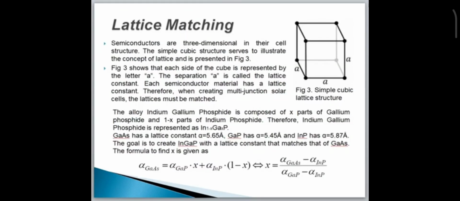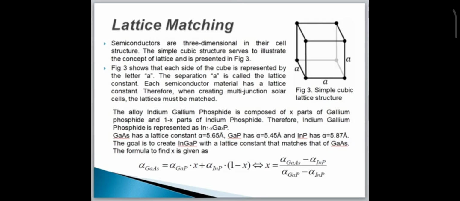Lattice mismatching, or we can say lattice matching. Semiconductors are 3-dimensional in their cell structure. The simple cubic structure serves to illustrate the concept of lattice and is presented in Figure 3, that is the simple cubic lattice structure. Figure 3 shows that each side of the cube is represented by the letter a. The separation a is called the lattice constant. Each semiconductor material has a lattice constant with a different value. Therefore, when creating a multi-junction solar cell, the lattice must be matched.